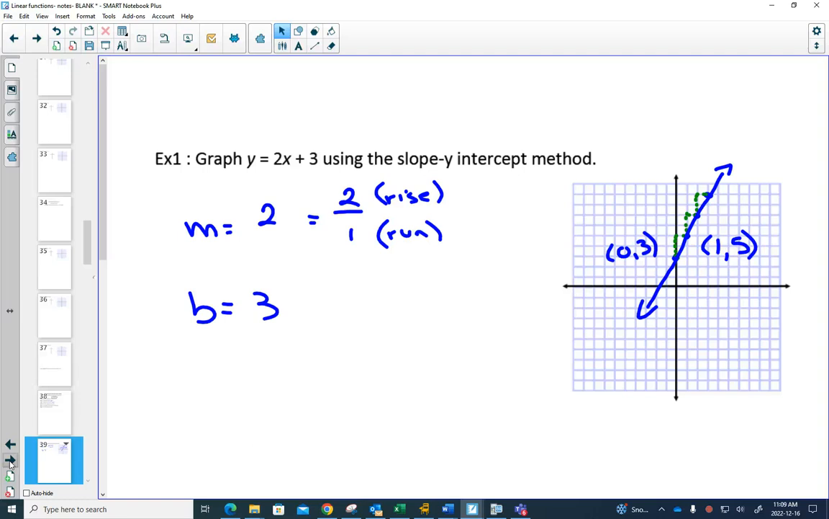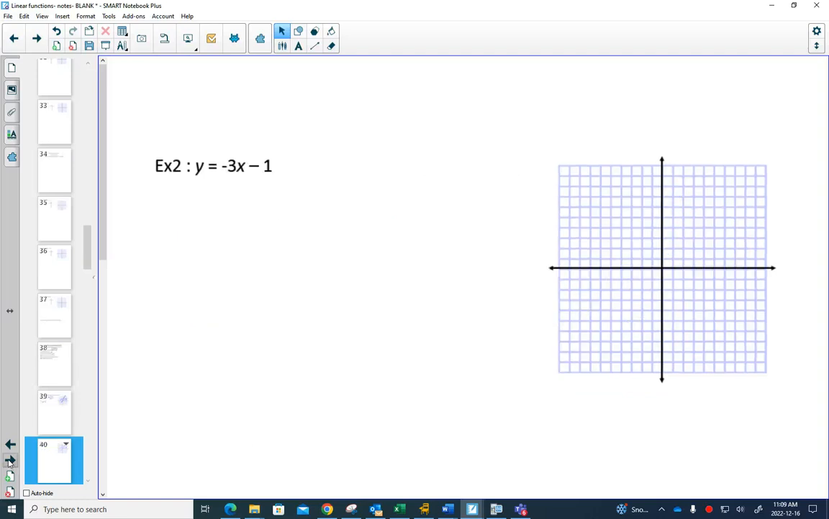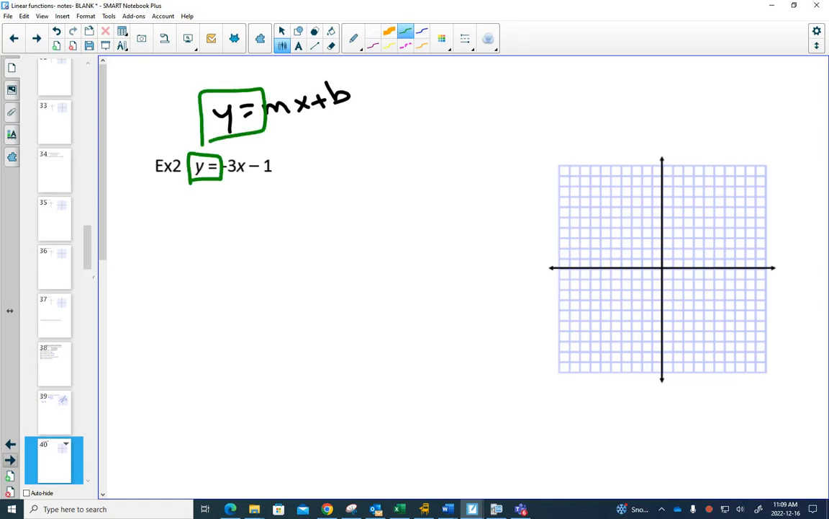Ready for everybody? Good. Example number 2. If you want to use this shortcut, sometimes you have to rearrange the formula. The key to knowing that your formula is in the right place is you have y equals all by itself. I have y equals all by itself. The number in front of the x is going to be your slope. So this one's matched up nicely. That m would be -3 and b would be -1.